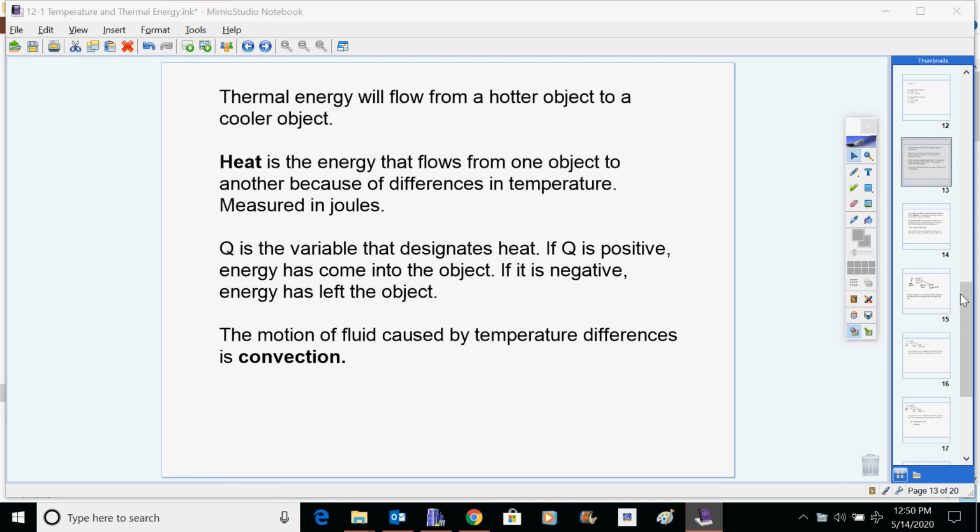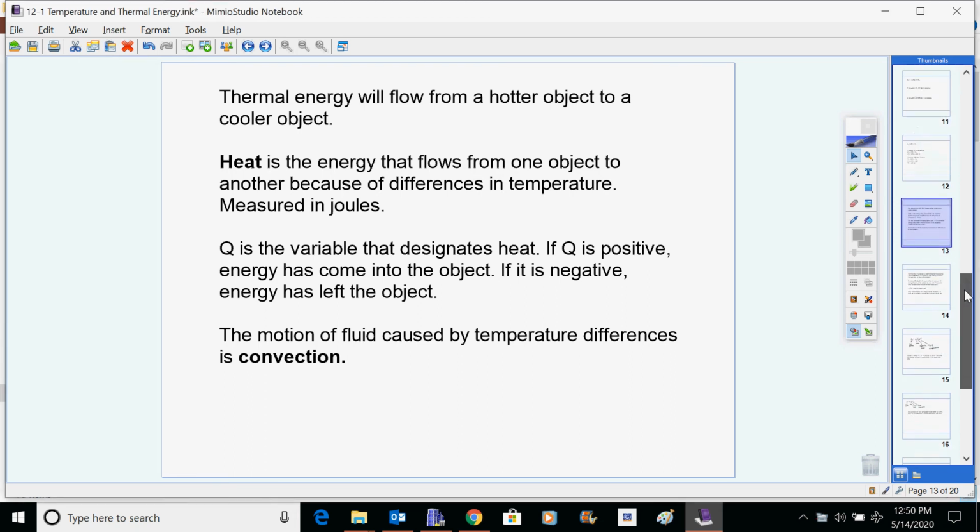Hello there, physics class. Let's talk a little bit about thermal energy today. First of all, thermal energy is always going to flow from something hotter, something that's warmer, into something that's cooler. As that energy begins to flow from one to another, that is really what our heat energy is all about.